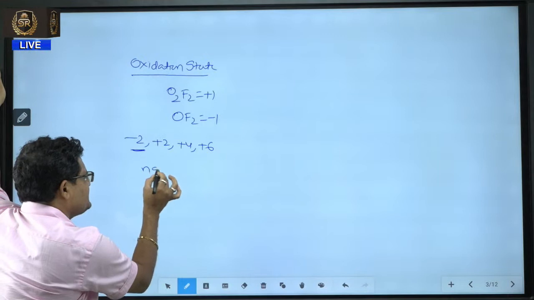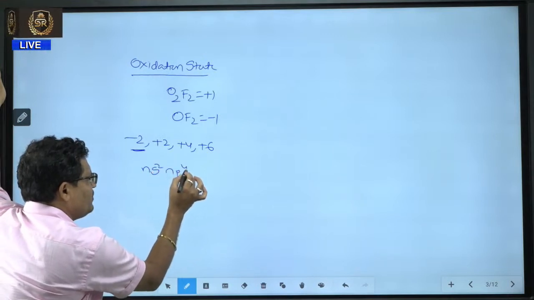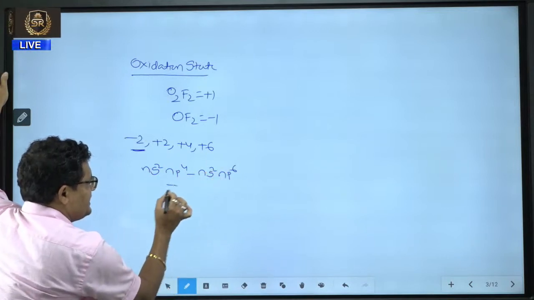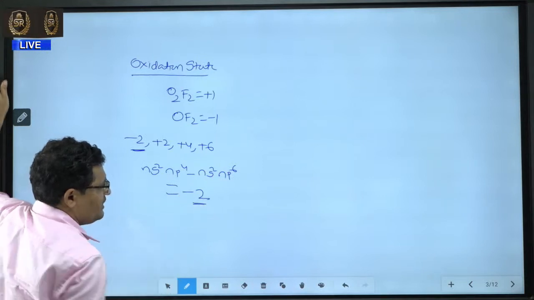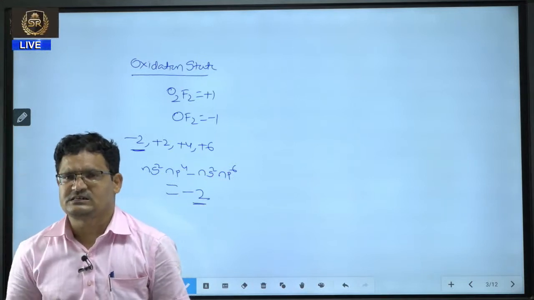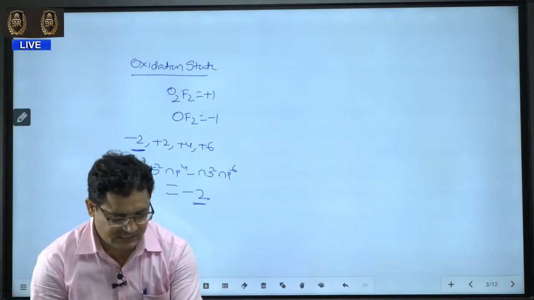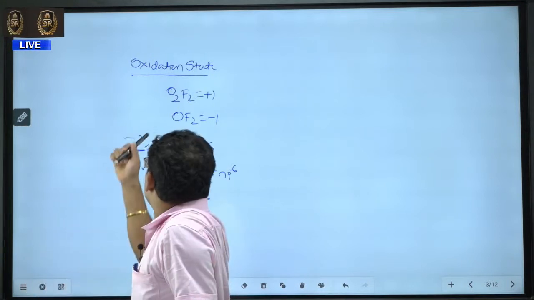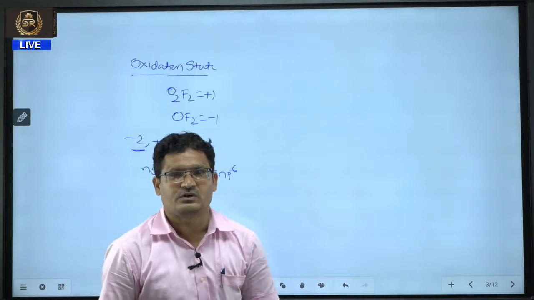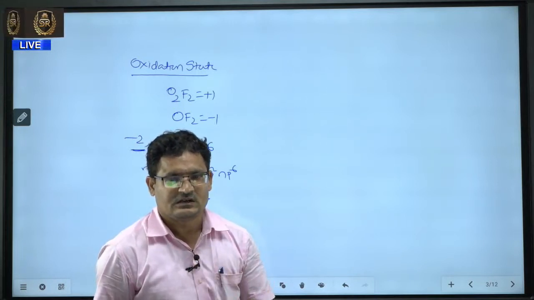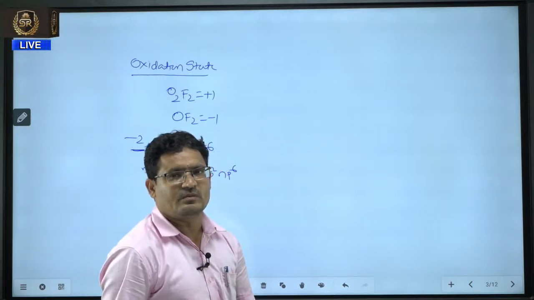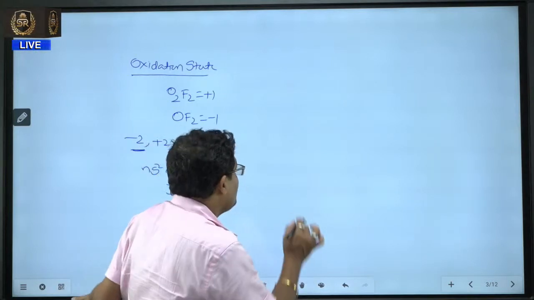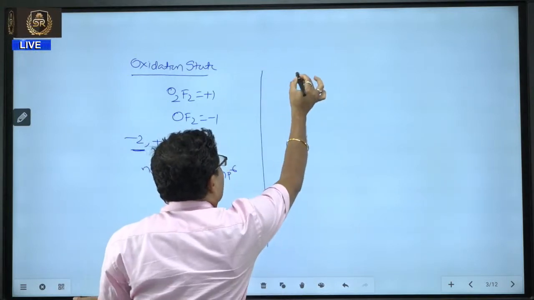That's why it is ns2 np4, and ns2 np6 that equals -2. This -2 is called the common oxidation state. Simply, common oxidation states depend upon the 0 group element electronic configuration. So that's why O2F2 is the +1 oxidation state and OF2 is the -1 oxidation state. Other elements' oxidation states are -2, +2, +4, +6. The -2 is called the common oxidation state, while the others depend upon electronic configuration.